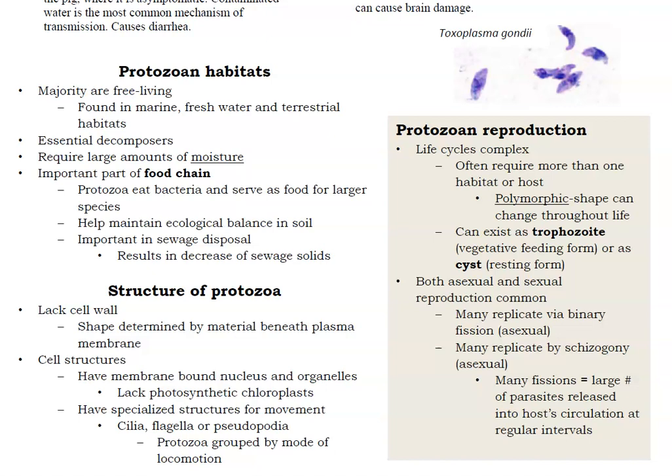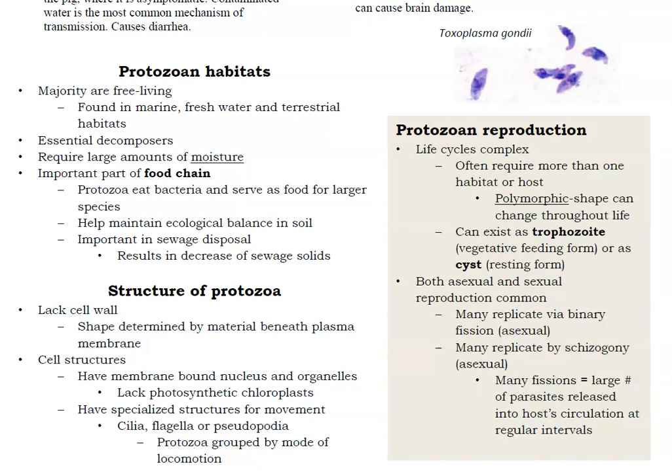Most protozoa lack a cell wall. Their shape is determined by the material beneath the plasma membrane, the cell membrane. Cell structures: they have a membrane-bound nucleus and organelles. They do not have chloroplasts because they cannot do photosynthesis. They do have specialized structures for movement. So some have cilia, some have flagella, some have pseudopods. Remember, they're grouped by how they move.